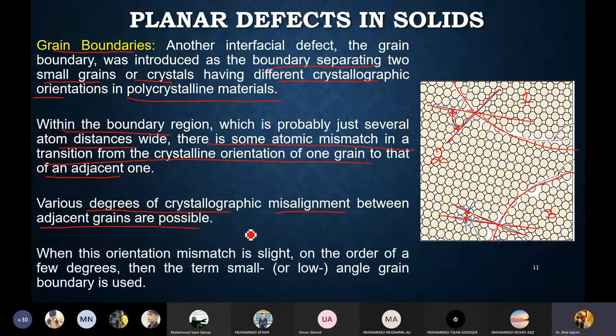So various degrees of crystallographic misalignment between adjacent grains are possible. When the misorientation is very small, on the order of a few degrees, the term small or low angle grain boundary is used. So if you compare the angle over here and the angle over here, you could refer to this grain boundary as a low angle grain boundary, and this grain boundary as a high angle grain boundary. All right, is this clear to you?